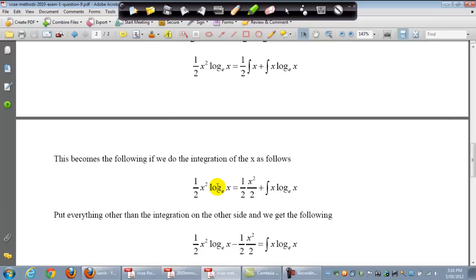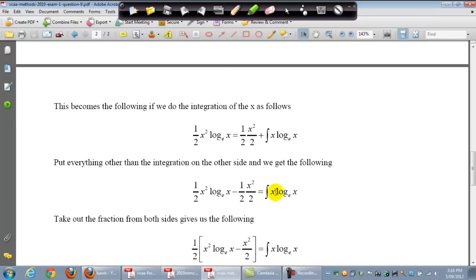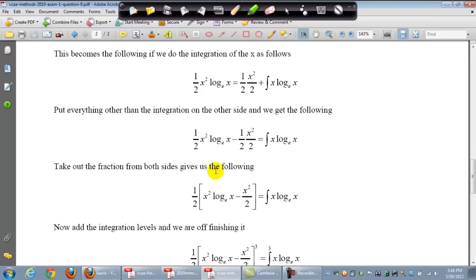Bring it on the other side, and guess what? There's that expression. That's the one we want to evaluate. Now, we want to evaluate that between 1 and 3. And so what I've done here is another little trick. I didn't want to get into fractions, so I took out the half and wrote it like this. So we've got x squared log e x minus x squared on 2. So there's the half there, and there's the half there.